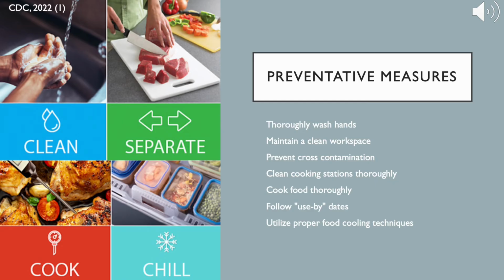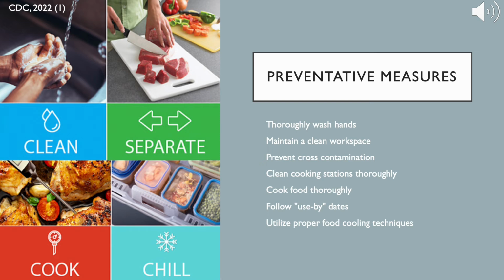Preventive measures. These measures help to prevent food poisoning. One must thoroughly wash their hands, maintain a clean workspace, prevent cross-contamination, maintain a clean cooking station, cook food thoroughly, follow use-by dates, and utilize proper food cooling techniques.